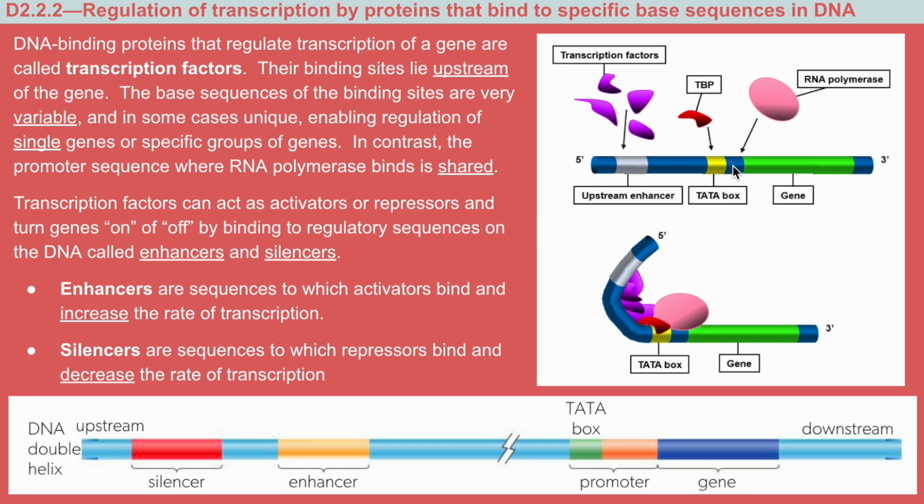So transcription factors can act as activators or repressors, and they can turn genes on and off, okay, by binding to these regulatory sequences on the DNA called enhancers and silencers. Enhancers are sequences where activators bind and increase the rate of transcription. Silencers are sequences where repressors bind and decrease the rate of transcription. Okay, so we just have proteins called transcription factors binding to sequences, okay, which either encourage or silence the transcription of the gene that is downstream.